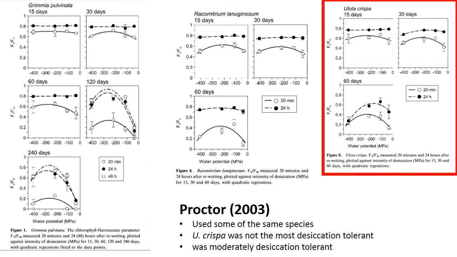So here's some graphs from the Proctor paper. They used some of the same species as Brown and Buck, as we can see in the two graphs to the left of the Ulota crispa graph. In this study, these two species were more desiccation tolerant than Ulota crispa. However, in the Brown and Buck paper, they were shown to be less desiccation tolerant. So even though the two studies disagree on how high the desiccation tolerance for Ulota crispa is, both show that it was moderately desiccation tolerant. And this is very important for this moss.